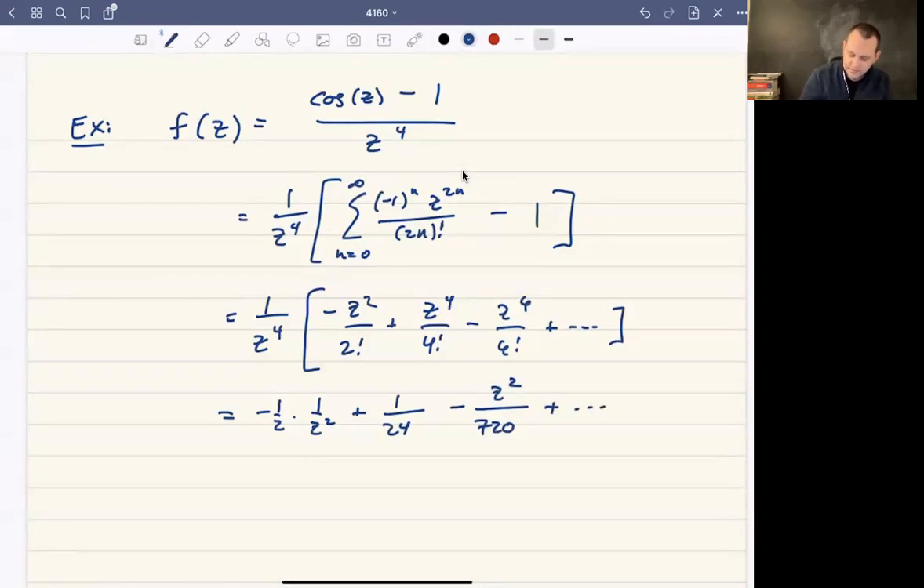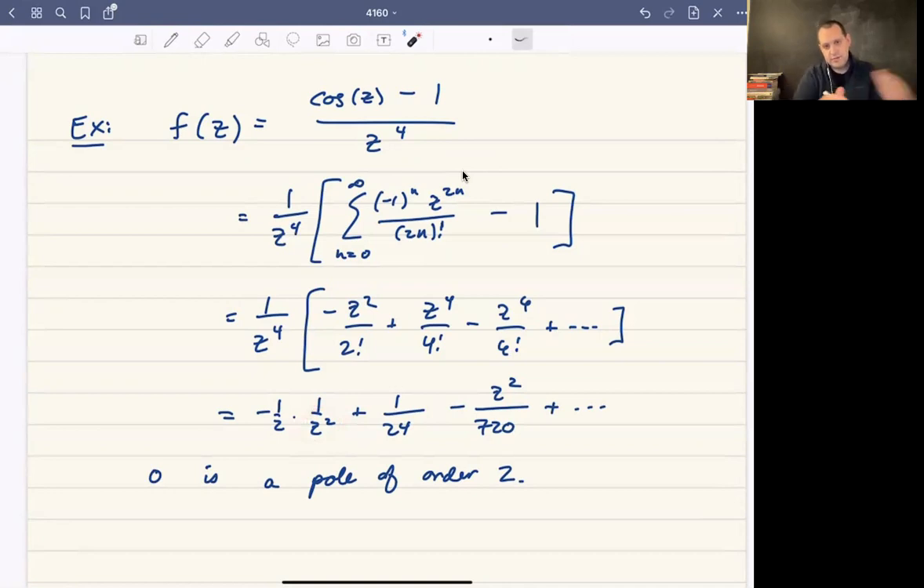This means that 0 is a pole of order 2. The reason it's of order 2 is that 2 is the largest power of z that we have in the denominator. And it's z because we're looking at z minus 0 to the k. So the largest power there is 2. So that's a pole of order 2. So there's one example.